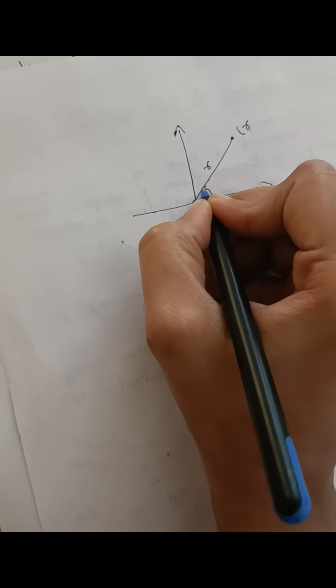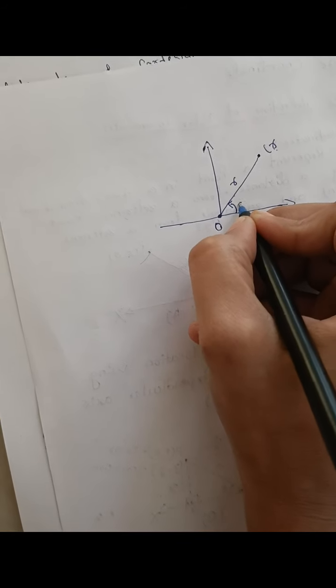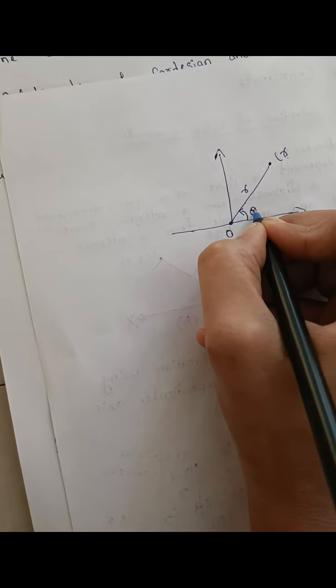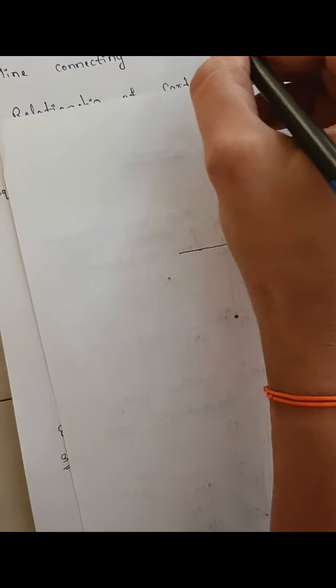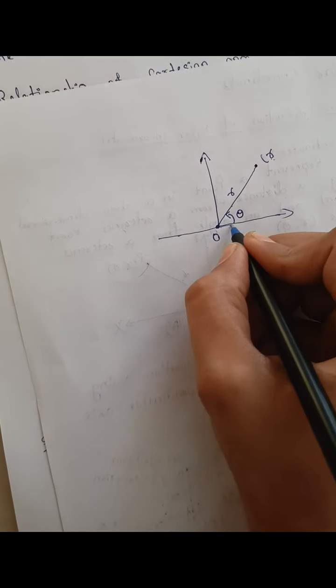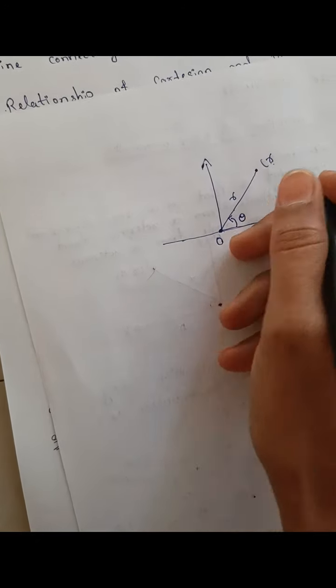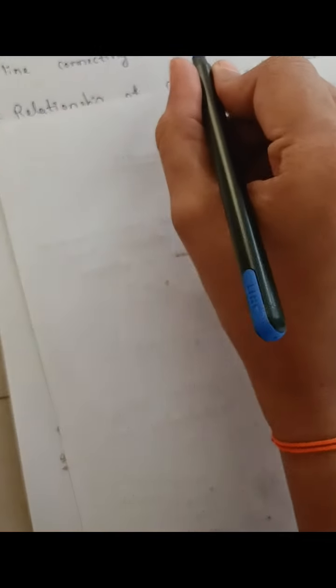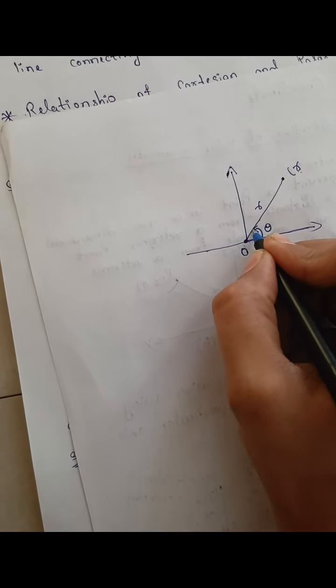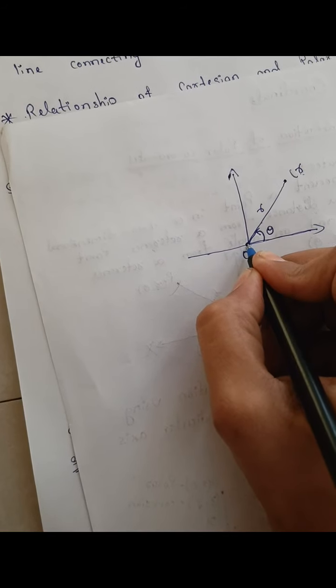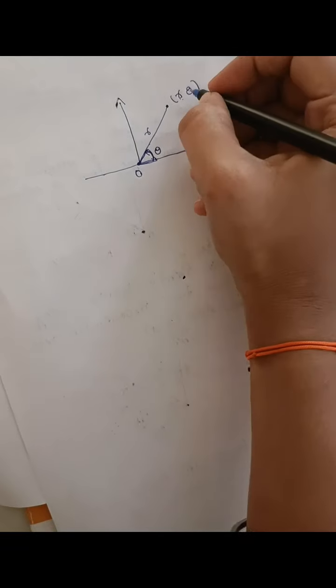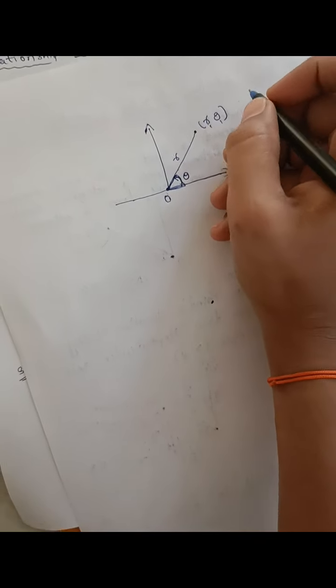Anti-clockwise means this direction. This value is theta, measured anti-clockwise from the polar axis to the line connecting the pole and the point. This is the angle, and it is called the angular coordinate. This is the radial coordinate and the angular coordinate.